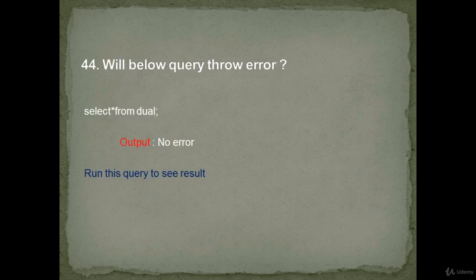Question number 44. Will the below query throw an error? Select star from dual. What did you analyze in this? Select star from, it is without any gap, gap, dual table. Output: no error, because select star from is inbuilt functionality, or you can say an inbuilt clause by Oracle itself. But for the table, you can take either Oracle tables or a table created by you. If there is no gap between select star from and the table, then it will give you an error, because the table is either yours or Oracle inbuilt. Clear? So this query will run fine without any error.